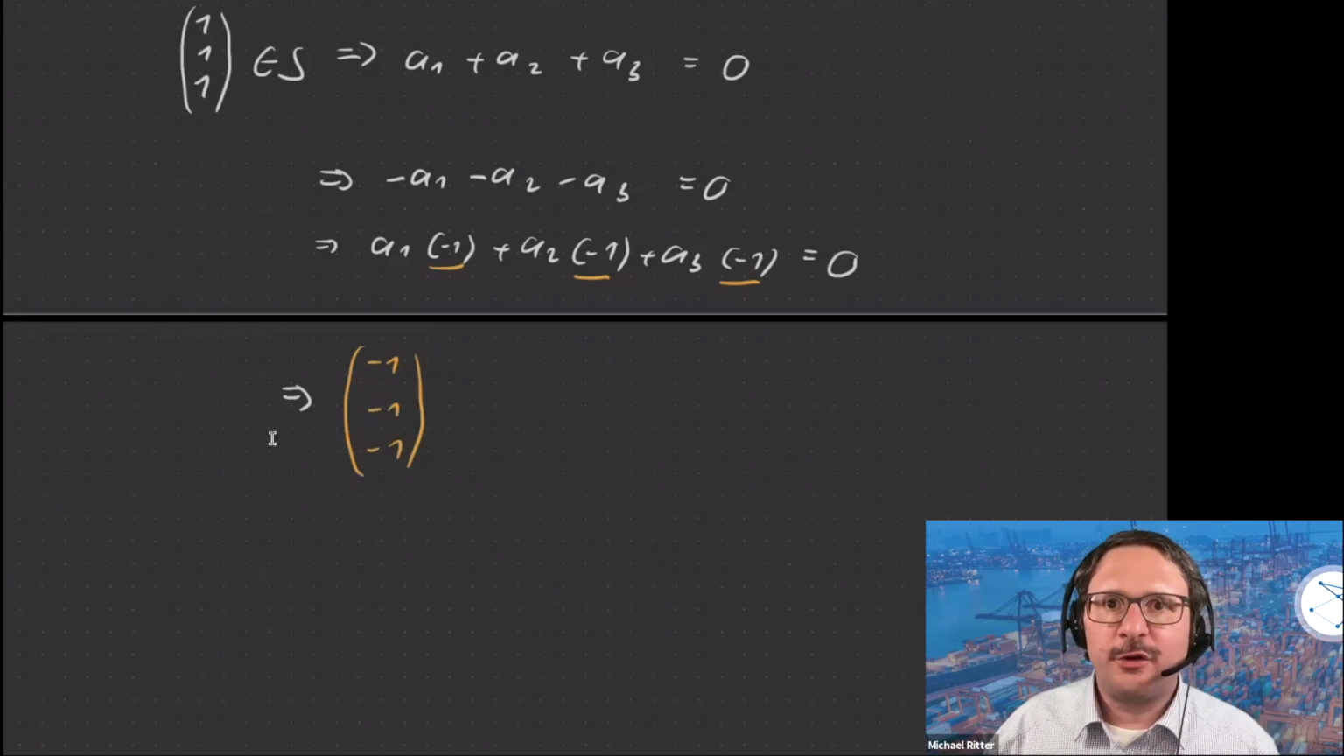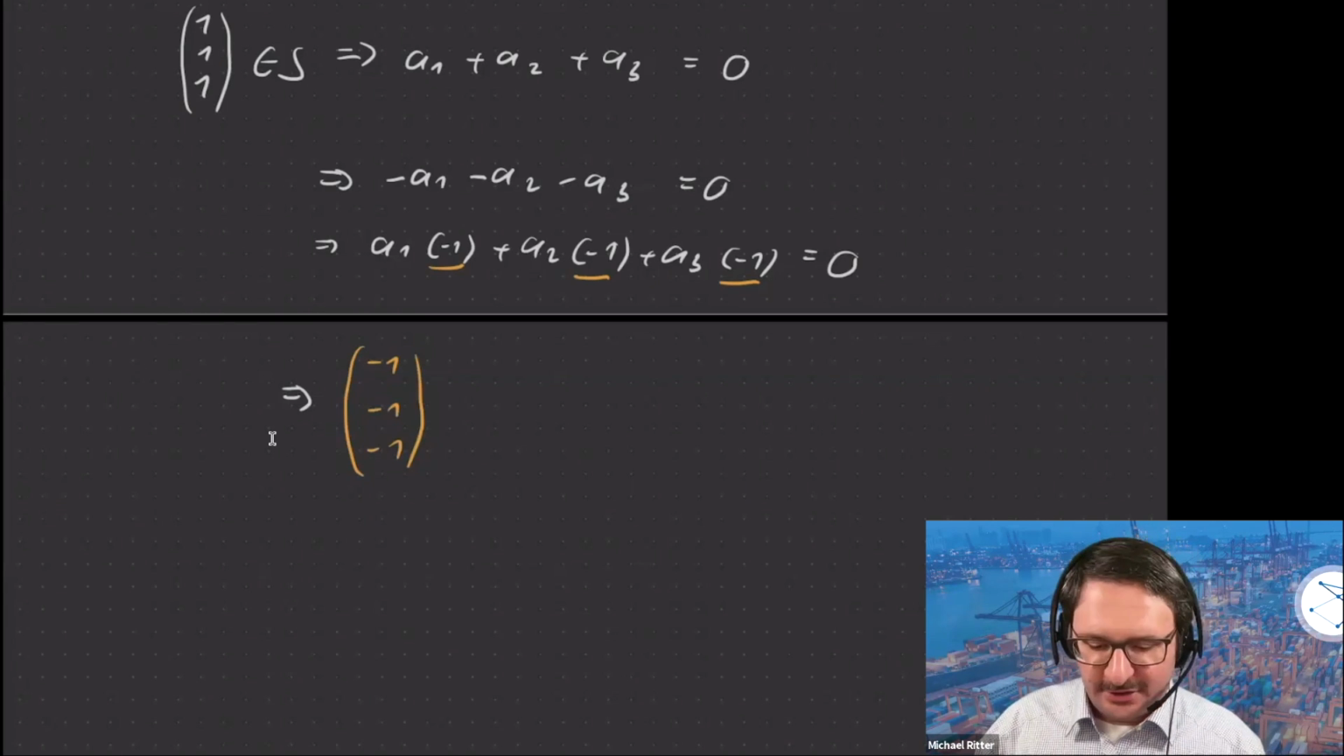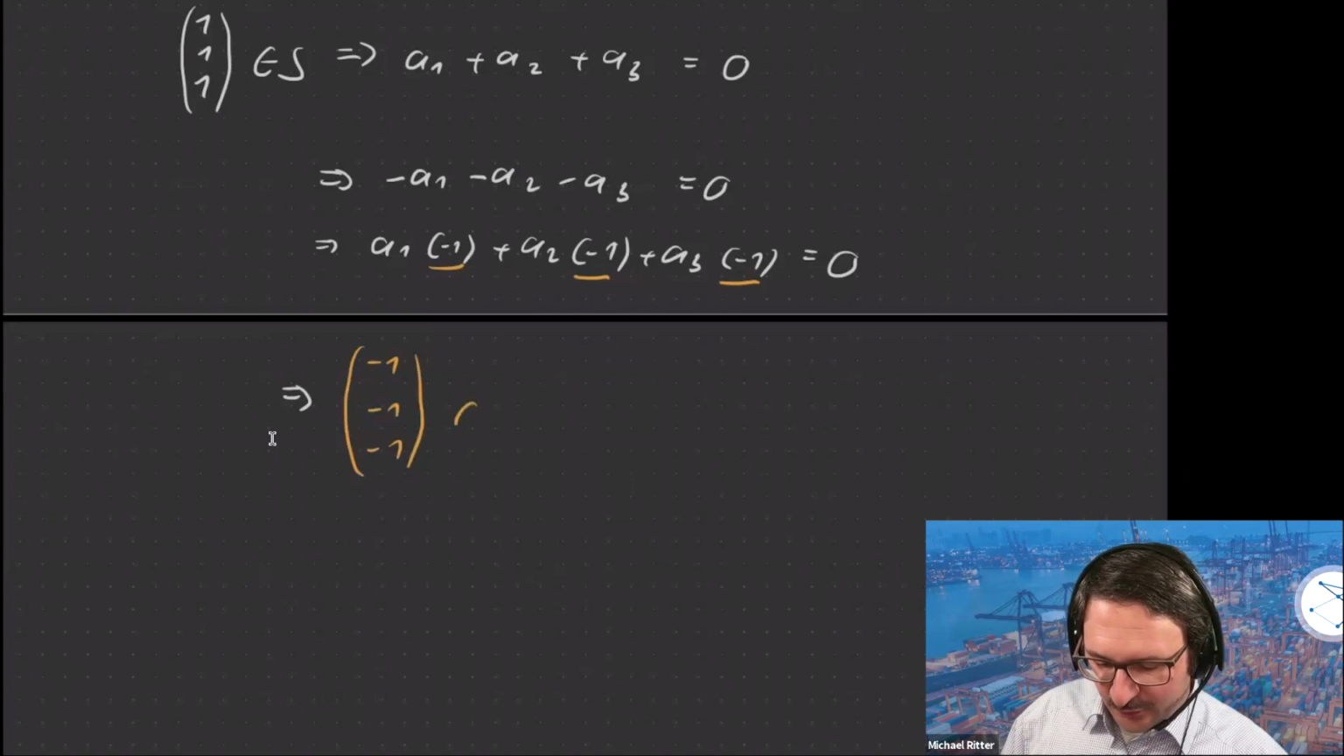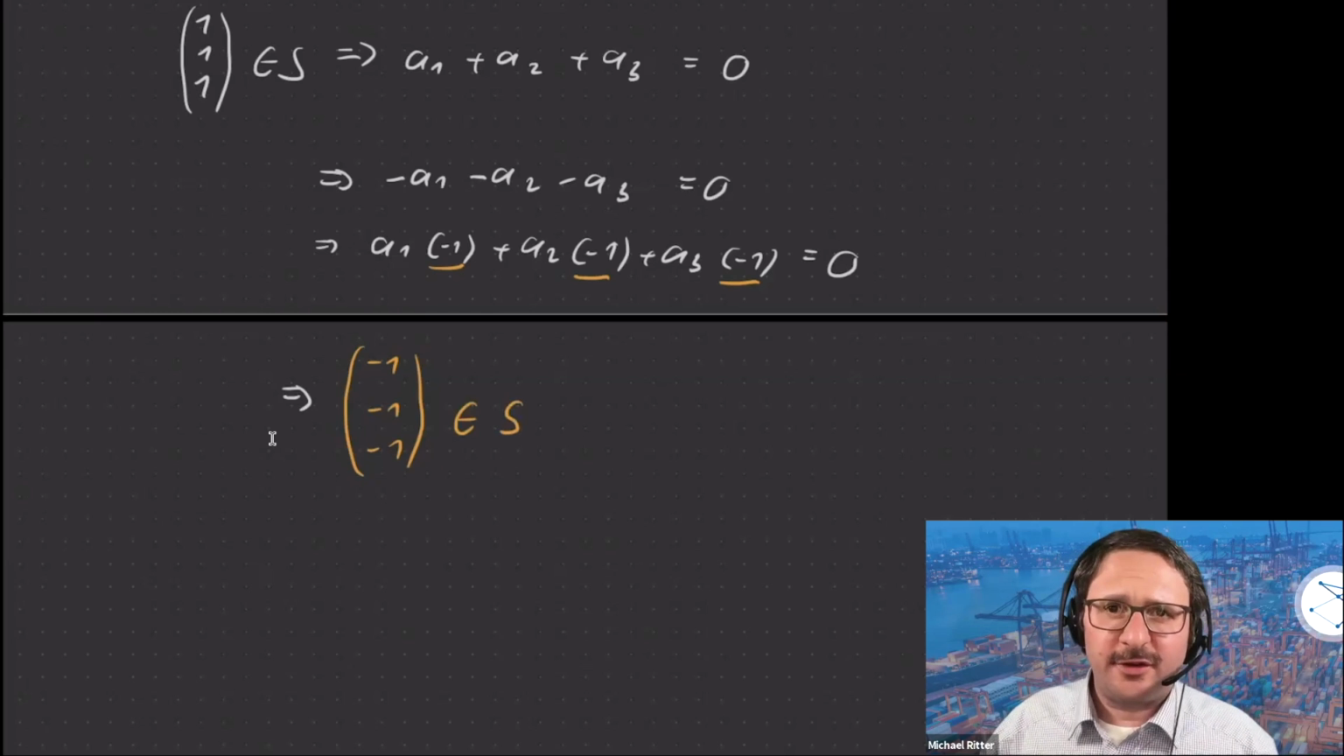And of course, that argument holds for all the equations in the system because I did not make any assumptions on the A1, A2, A3. So that would hold for all equations simultaneously. And that means this point is also in the solution space.